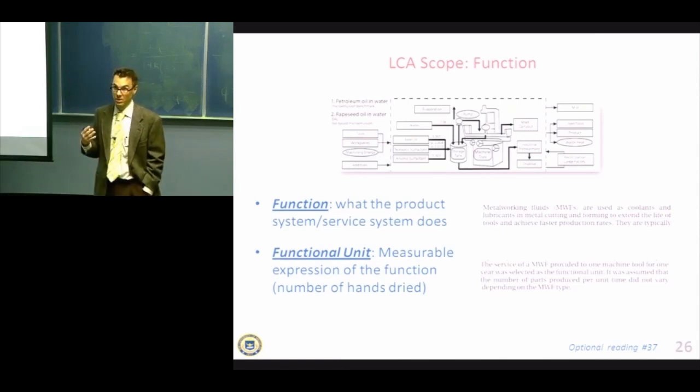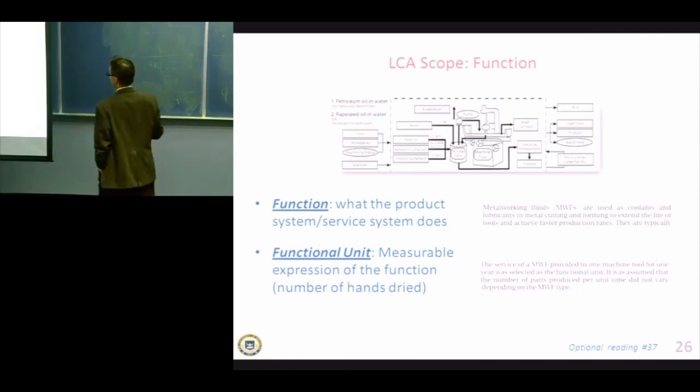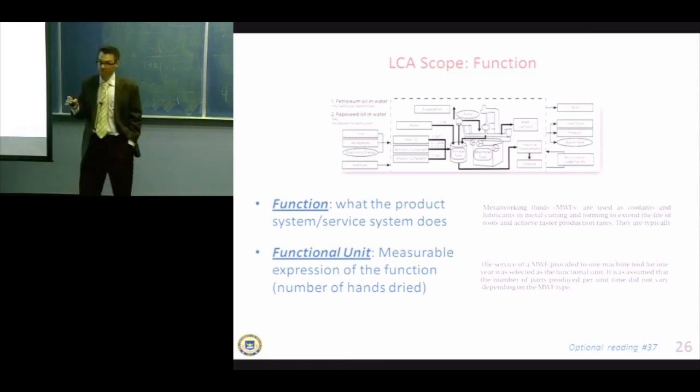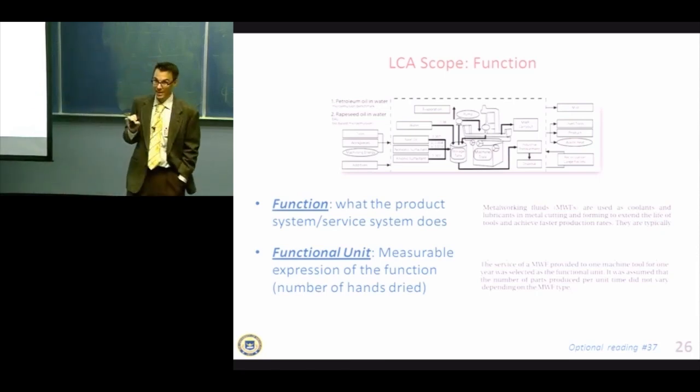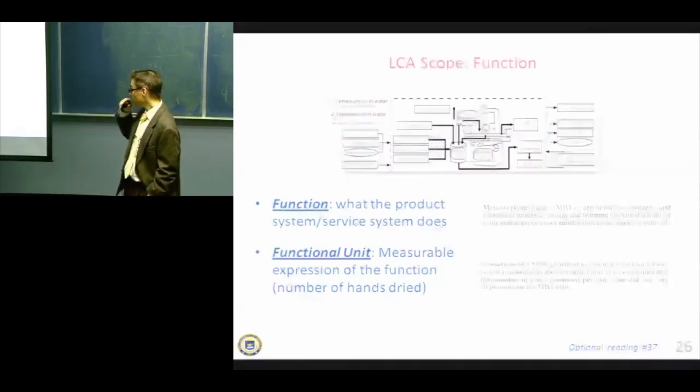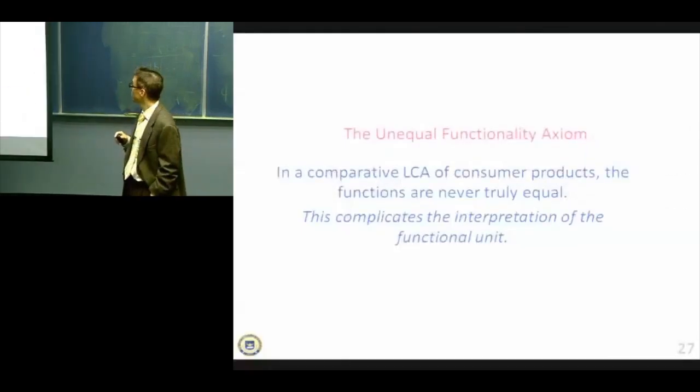And basically, in this case, we looked at what we thought was a typical factory out in, well, the greater Detroit area, and went from there. So it's basically the use of a cutting fluid at a machine tool for a year. So that's our functional unit.